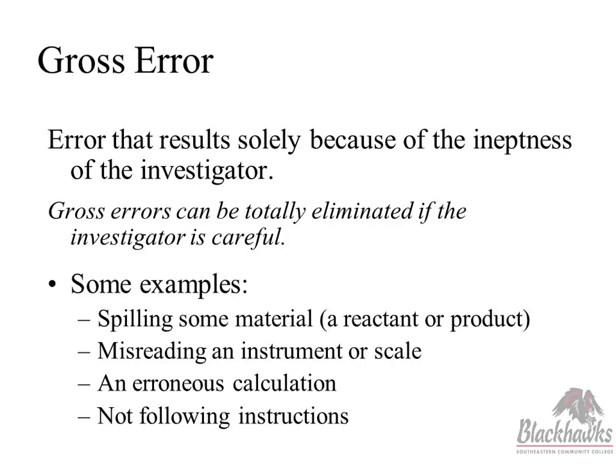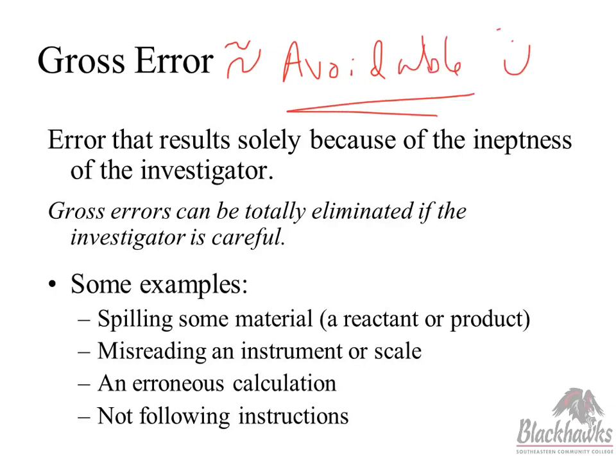So the oops error, the gross error, happens if you accidentally spill something. Another oops error is if you record something wrong from the balances, or you read a beaker wrong, or read a volume wrong. Those are all what we call gross errors. Gross errors in general are avoidable.